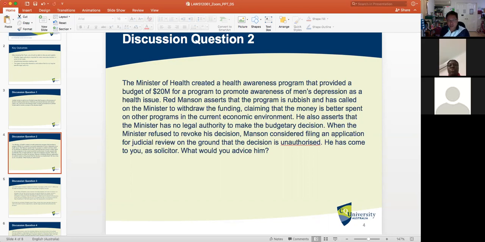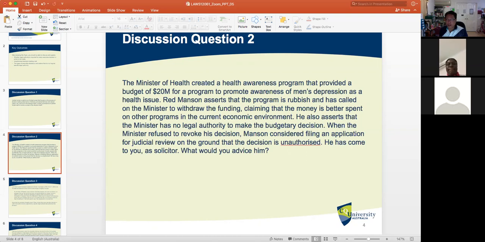Because in that case, because this involves political considerations of whether or not the health awareness program is needed by the Commonwealth, or even the budget for that matter, it involves political considerations and certainly not legal standards. And courts can only make a determination on the basis of legal and not political standards.